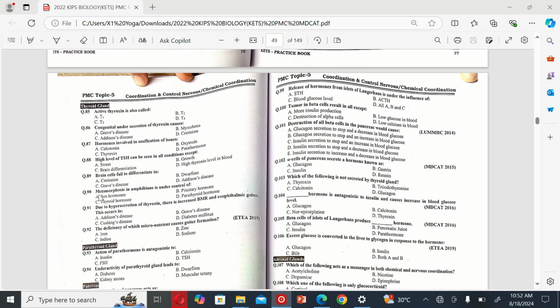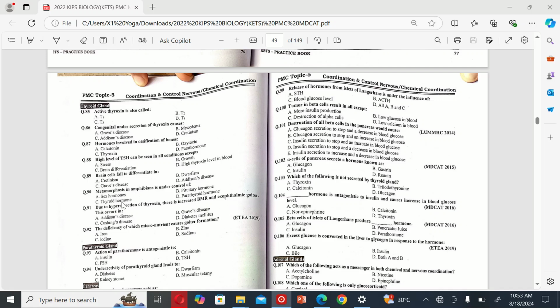The next MCQ is: metamorphosis in amphibians is under control of A. Sex hormone, B. Pituitary hormone, C. Thyroid hormone, and D. Parathyroid hormone. So the correct option is C. Thyroid hormone.